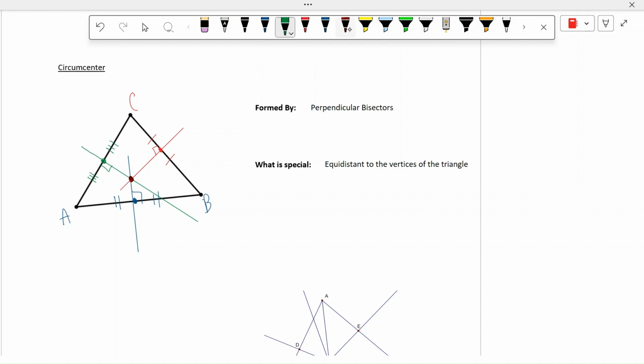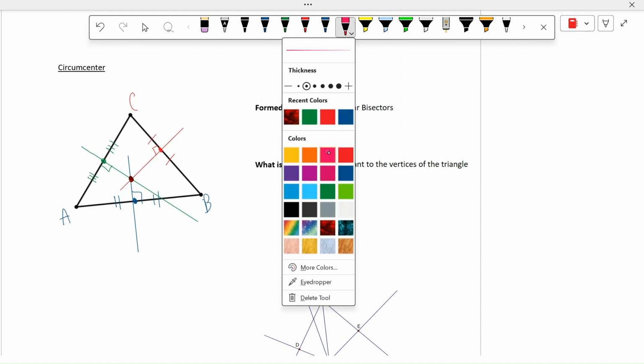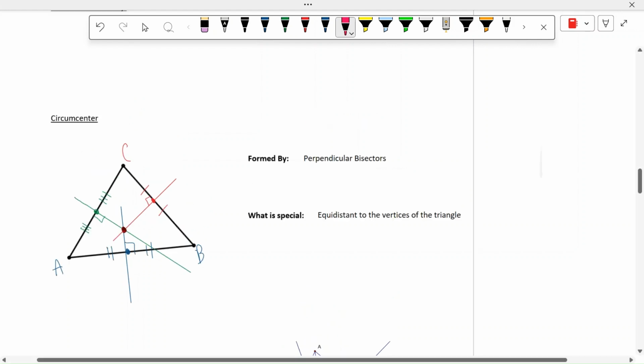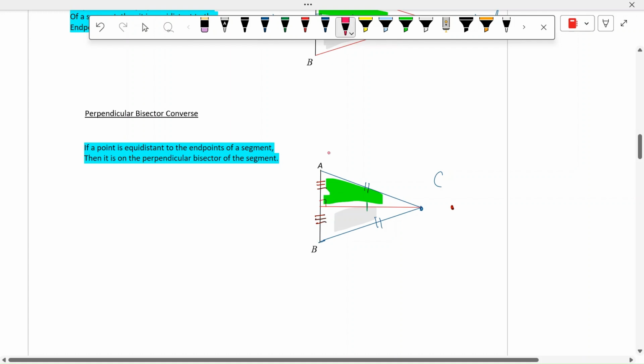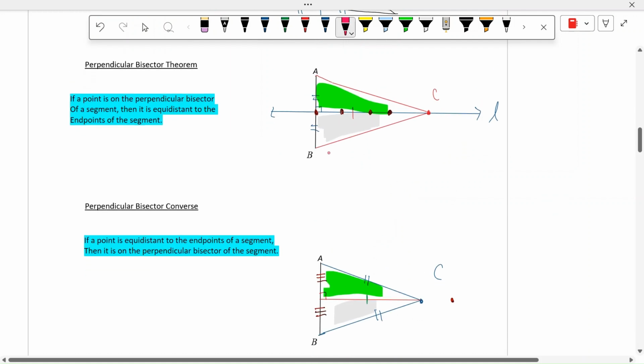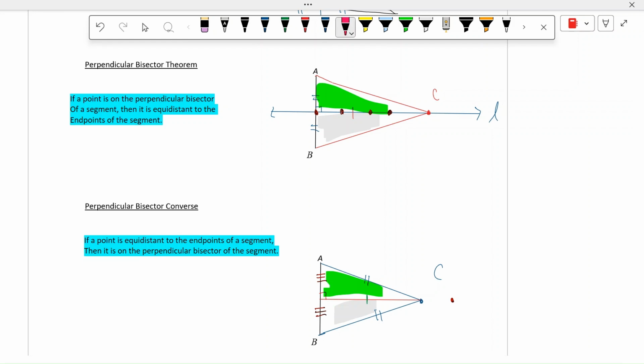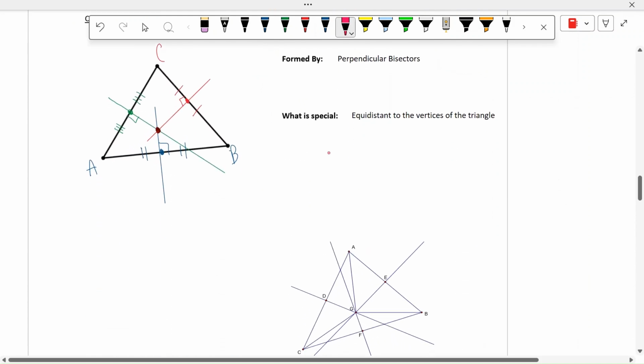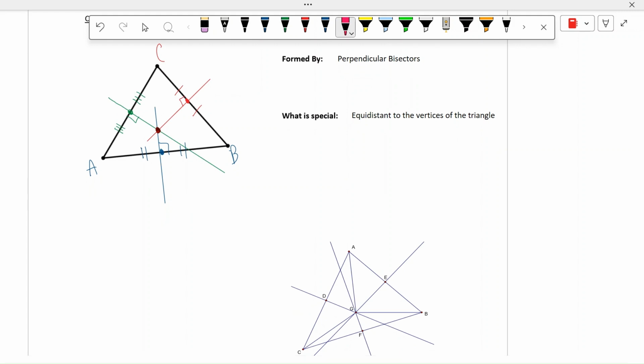Now, what's special about the circumcenter, let's choose a color, there we go, is that, for instance, this point is on the perpendicular bisector of segment AB. And if I scroll back up, remember that if a point is on the perpendicular bisector of a segment, it's equidistant to the two endpoints. So using this perpendicular bisector theorem, I know that the distance from this point to A is equal to the distance from this point to B. In other words, this segment has to be equal to this segment.